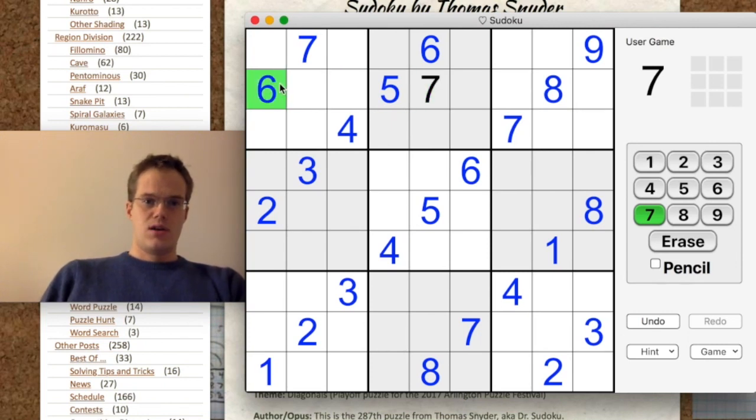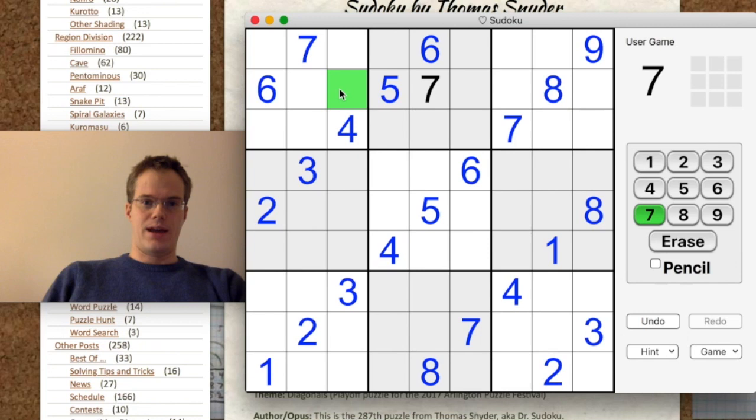So looking along the row, there are five numbers to place: 1, 2, 3, 4, 9. Can't really see anything there for now, although we can see 3 and 4 ruled out, so we have 1, 2, and 9 as possibilities there. But again, going to hold off on that for now. We're going to try and be a little bit picky about our notation.